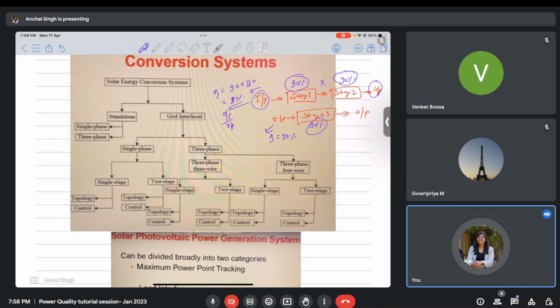Therefore, that is the major drawback of having a multi-stage system: it reduces the efficiency of the system. The cost will also definitely be higher. Okay, is it clear? Okay, madam.